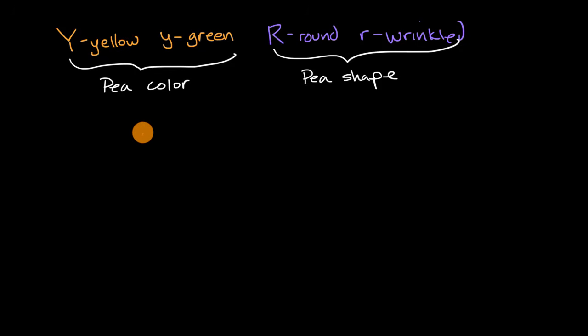In this video, we're going to build on our understanding of Mendelian genetics and Punnett squares by starting to think about two different genes. So we're going back to the pea plant, and we're going to think about the gene for pea color and the gene for pea shape.